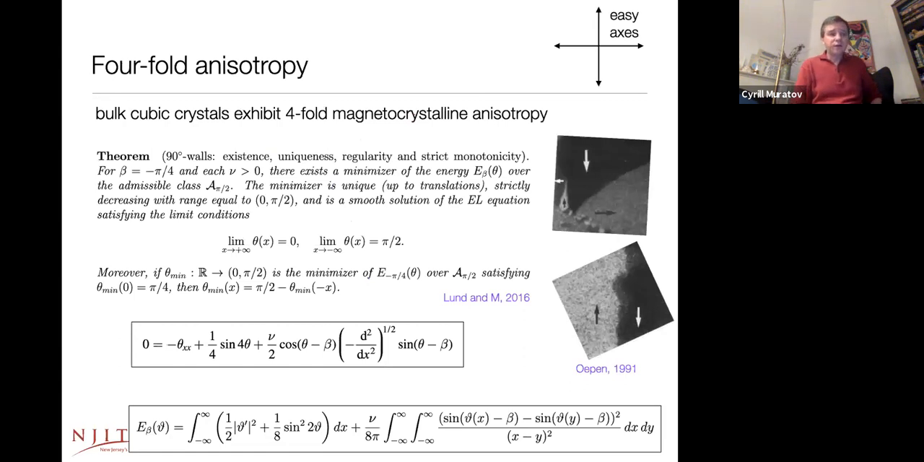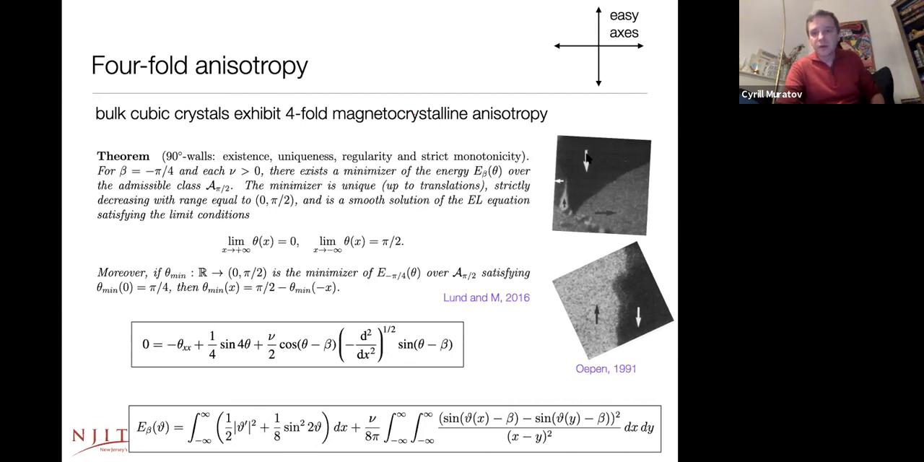Now, another important class of related problems is when the magnetic crystalline anisotropy becomes fourfold. So there is not one, but two easy axes, in which case the anisotropy term will look like this, and the Euler-Lagrange equation will look like this. So with these ideas from the analysis of 180 and 360-degree walls for the uniaxial materials, we were able to prove existence of 90-degree walls and 180-degree walls.